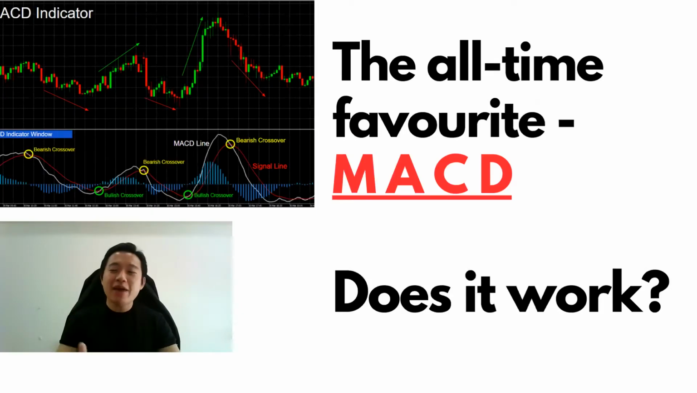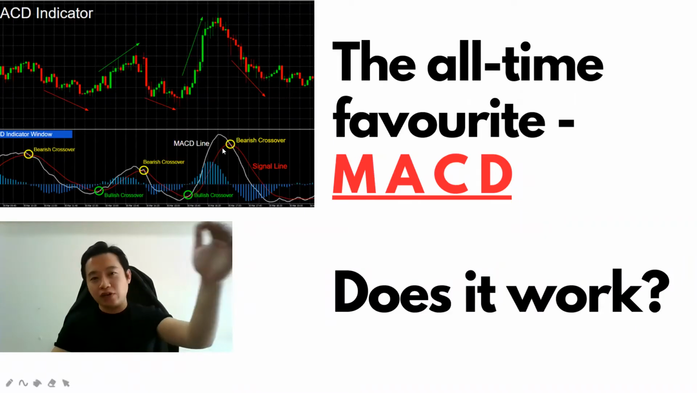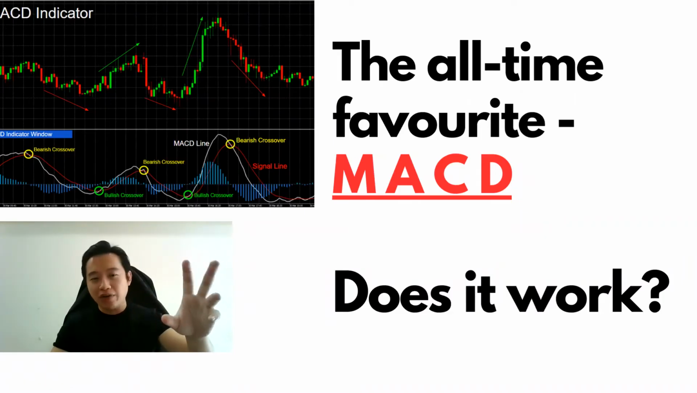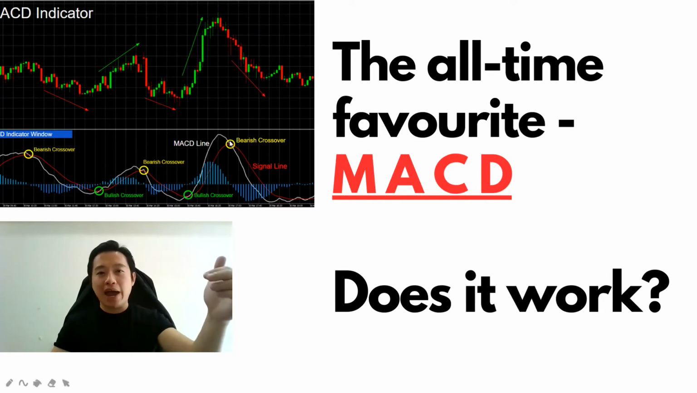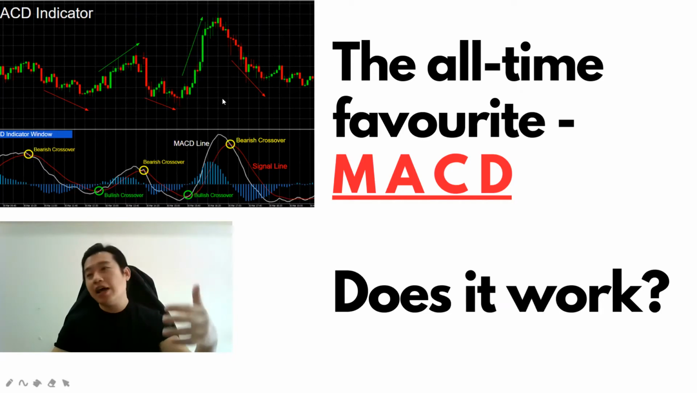All right, so the MACD is the all-time favorite indicator. As you can see in the image over here, this is typically how you play it. You play by the crosses. A lot of people play the MACD by the crosses. When the white line crosses the red line, however you want to color it, when one crosses the other at the top, it means a bearish crossover and price will drop down. On the other hand, if it's at the bottom, when one crosses the other, it means a bullish crossover and then it will go up.